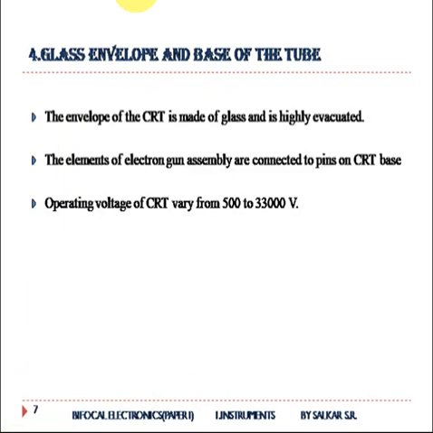Now the last part is the glass envelope and base of the tube. The glass envelope and base of the CRT are made of glass which is highly evacuated, and the elements of the electron gun assembly are connected to the pins on the CRT base. The operating voltage of a CRT may vary from 500 to 33,000 volts.